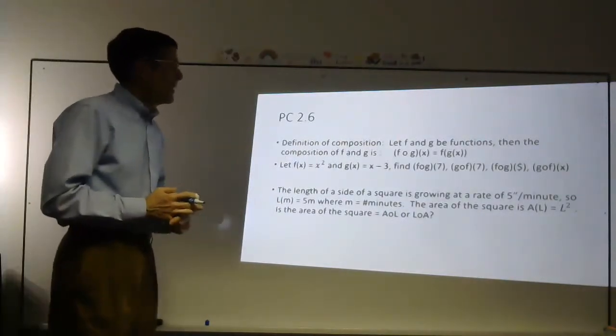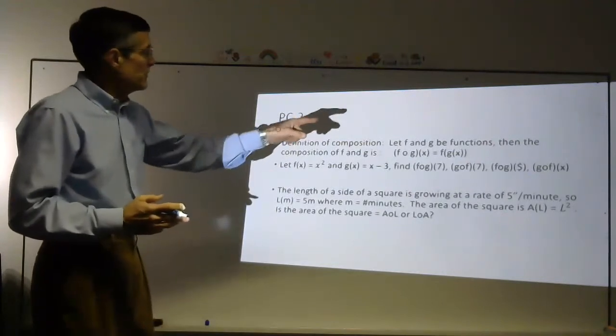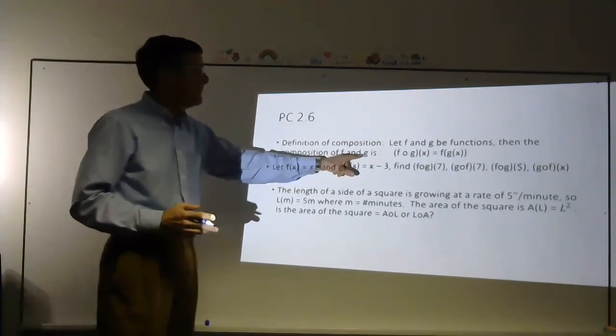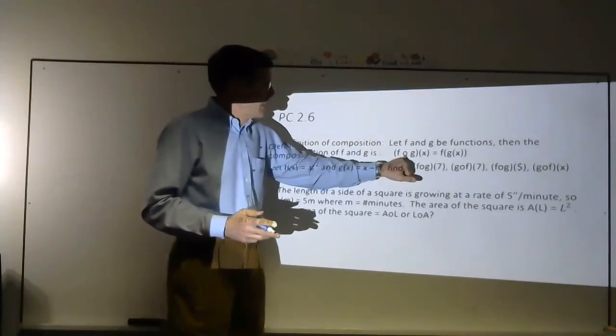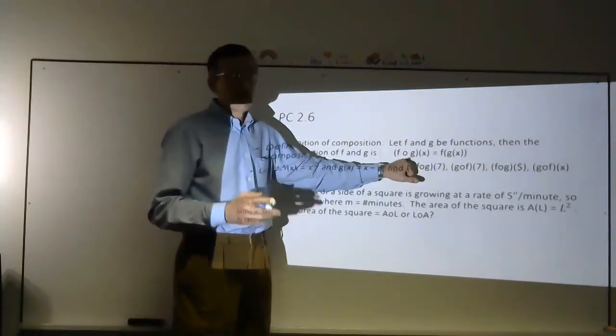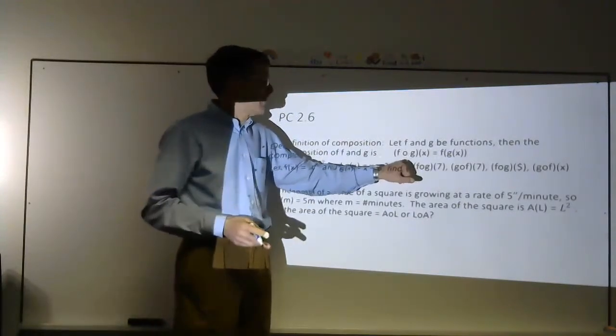Here's the definition of composition. Let f and g be functions, then the composition of f and g is denoted by a little circle. This is not a dot. A dot means multiplication.